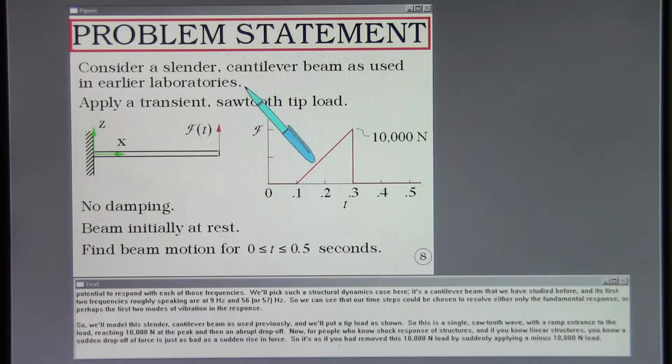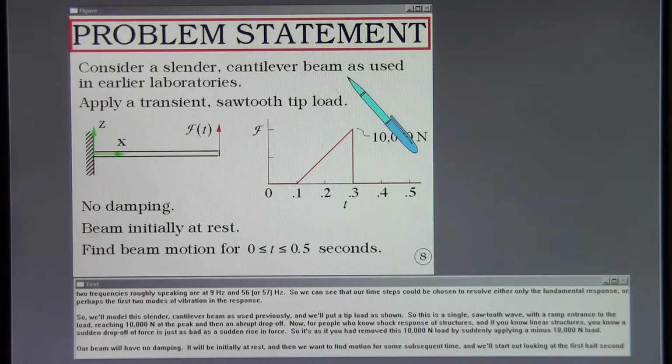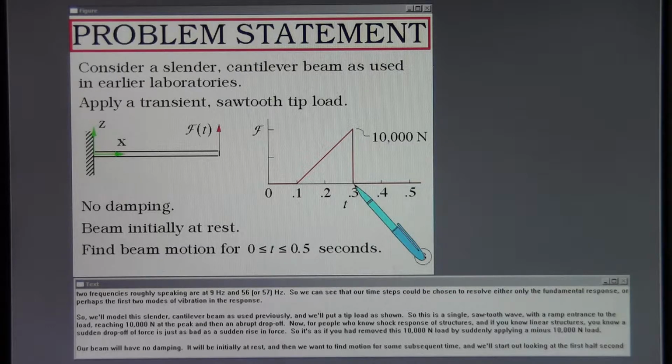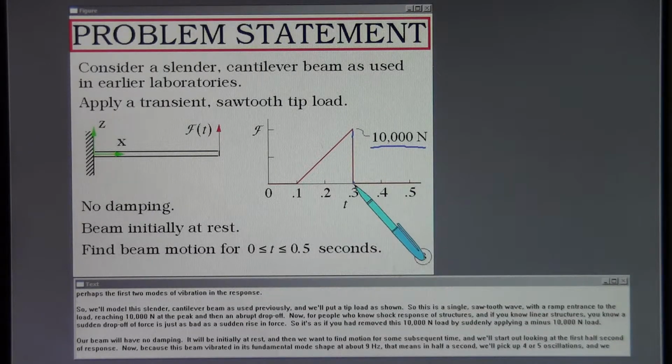So we'll model this slender cantilever beam as used previously, and we'll put a tip load as shown. So this is a single sawtooth wave with a ramp entrance to the load, reaching 10,000 newtons at the peak, and then an abrupt drop off. Now, if you know shock response of structures, and if you know linear structures, you know that a sudden drop off of force is just as bad as a sudden rise in force. So it's as if you have removed this 10,000 Newton load by suddenly applying a minus 10,000 Newton load.